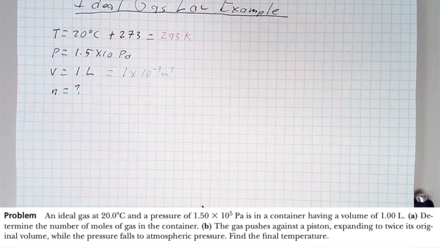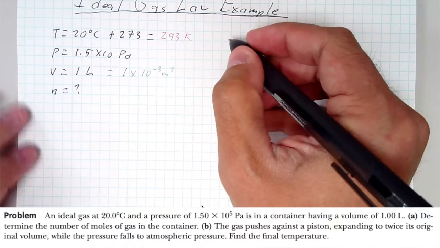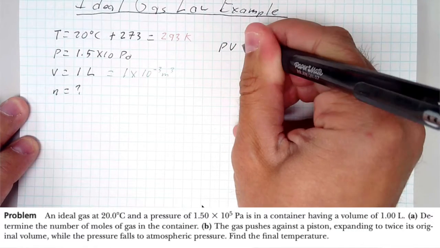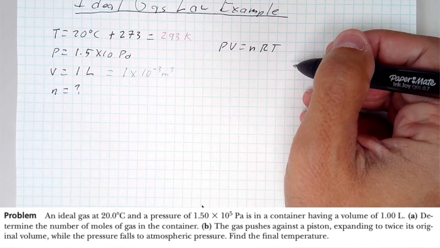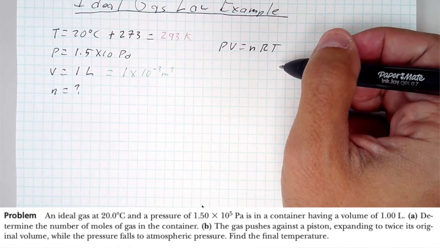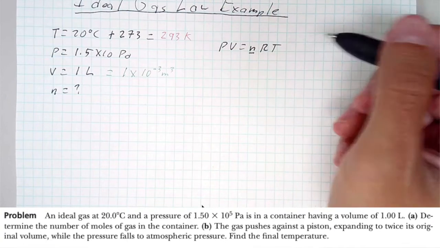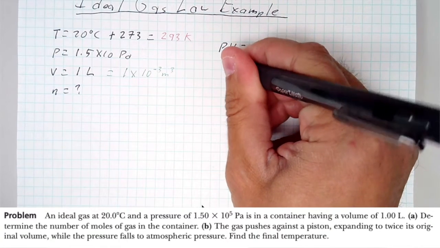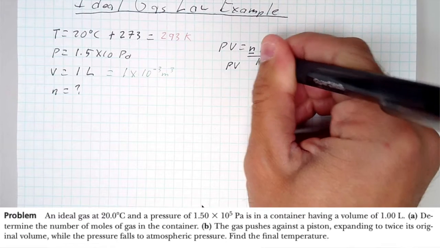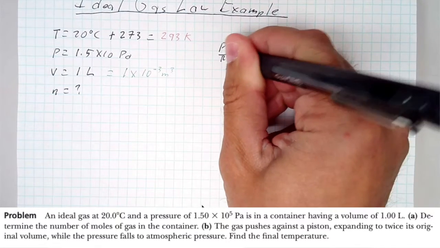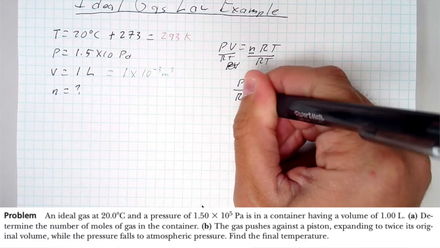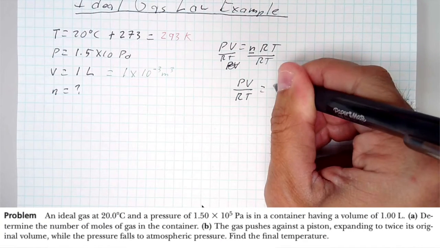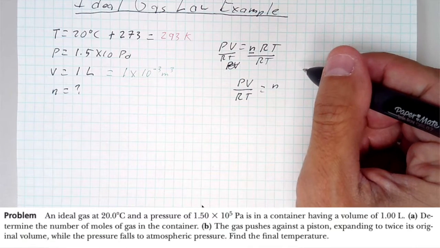So that's all our stuff converted. Now we can use our equation to solve our problem. So let's go ahead and write out our ideal gas equation. PV equals nRT. Remember we are solving for n, so we just rearrange our equation here. We just divide both sides by RT. So PV over RT is then equal to n.